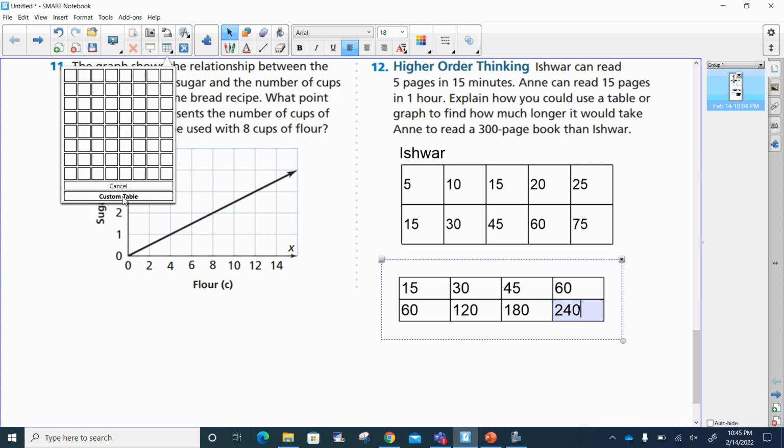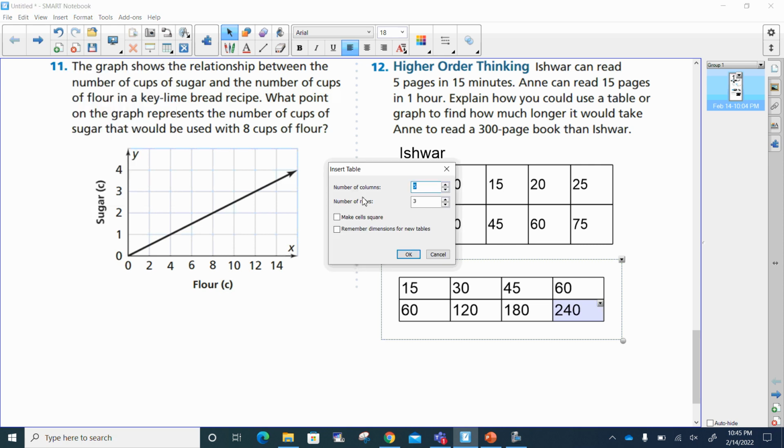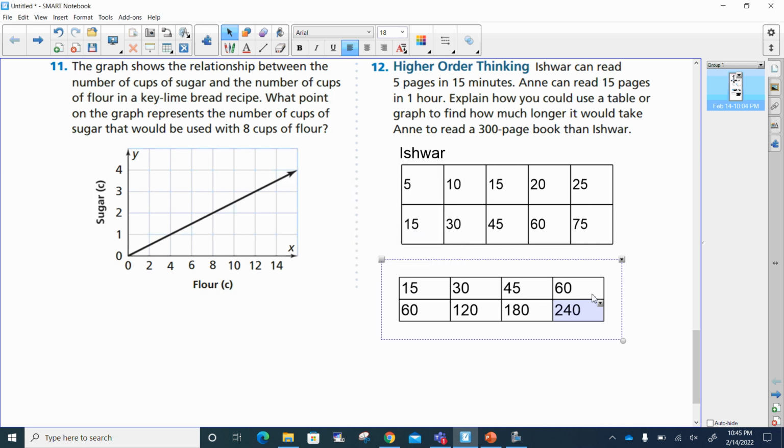See if we can customize a table. Doesn't look like it's going to let us change the number of columns. Cancel. We know that we're going to need one more column here. Now here we go. Merge cells. Insert another column. There we go. And over here, we'll insert another column.